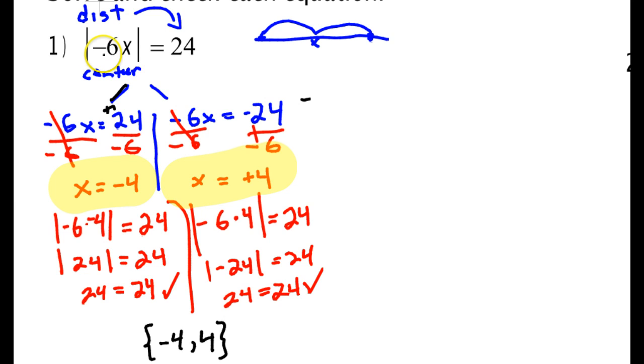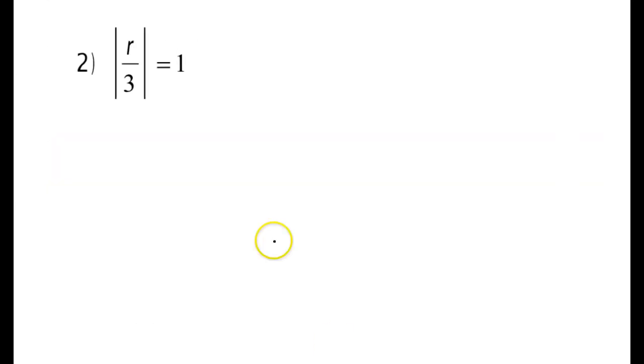So let's look at, this was multiplication, right? 6 times x. Let's look at one that has division. This means r divided by 3. You see a fraction? A fraction is division. Fraction equals division.